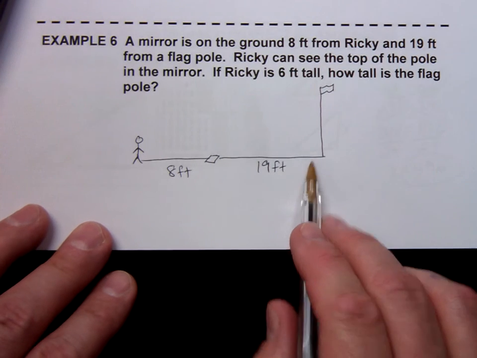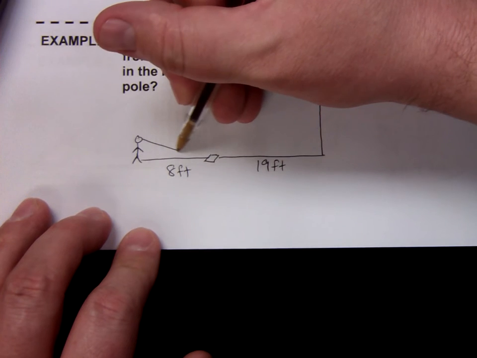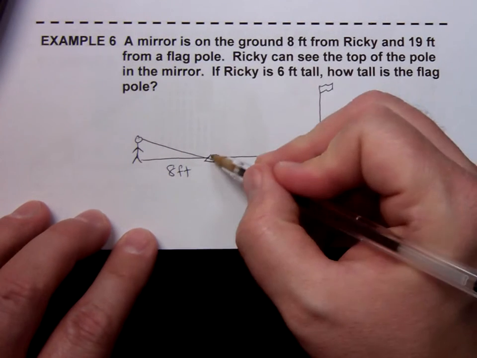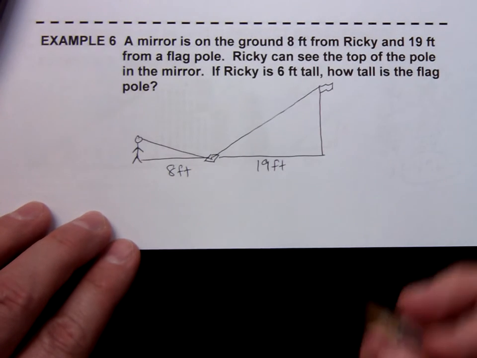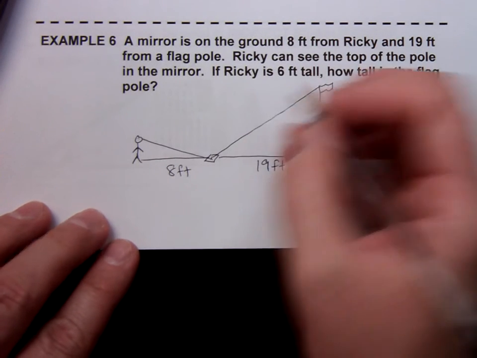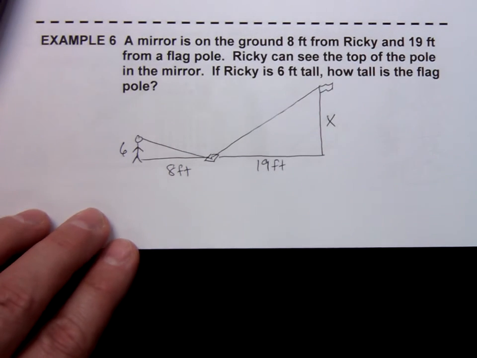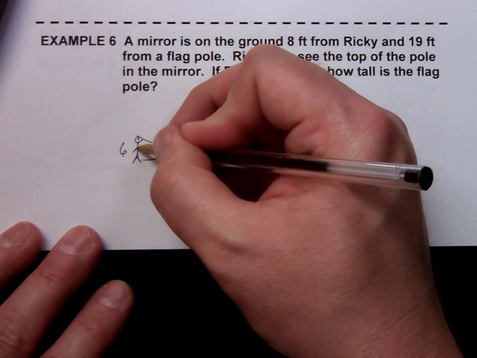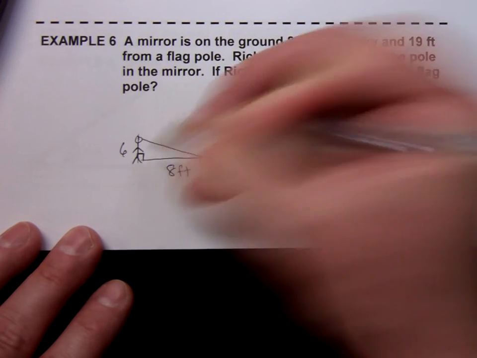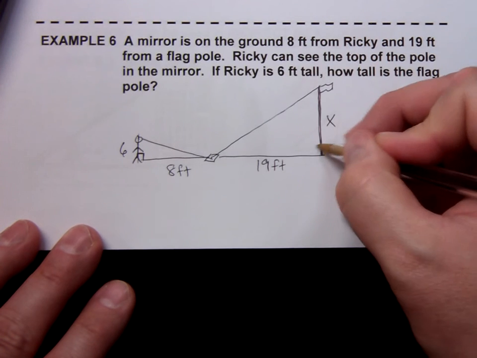So there's a mirror on the ground 8 feet from Ricky, 19 feet from the flagpole. Ricky can see the top of the pole in the mirror. So Ricky looks into this mirror, and what he sees in the mirror is the top of the flagpole. Alright. Ricky is 6 feet tall. How tall is the flagpole? Alright, so once again, height is always perpendicular to the base. So when we talk about Ricky being 6 feet tall, that height is perpendicular to the ground. When we want to know how tall that flagpole is, it's going to be perpendicular to the ground.